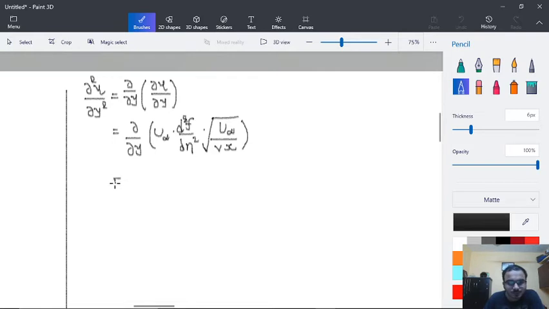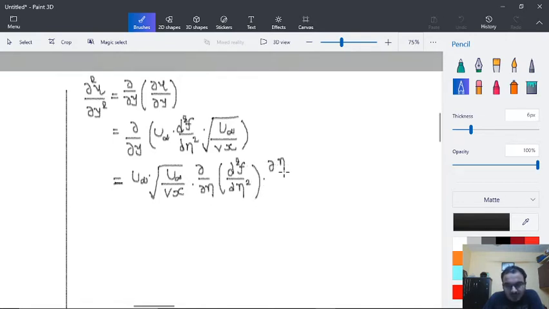which is equal to, here u infinity will be taken outside, as well as square root of u infinity divided by nu into x, and what we are left with is, here we will be replacing it with del over del eta into d2f over d eta square into del eta over del y.